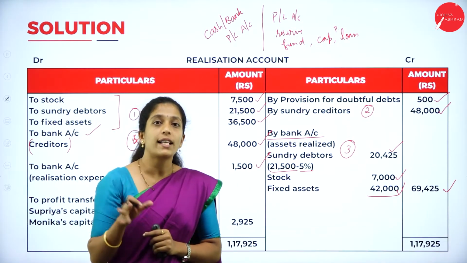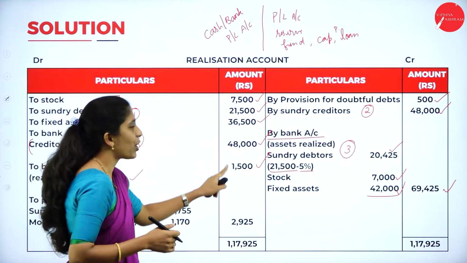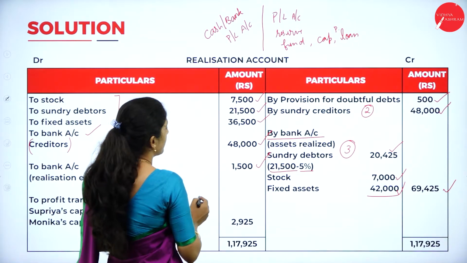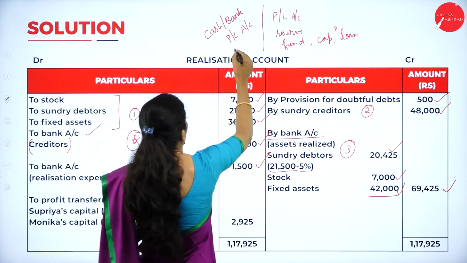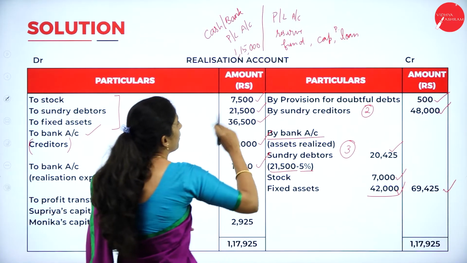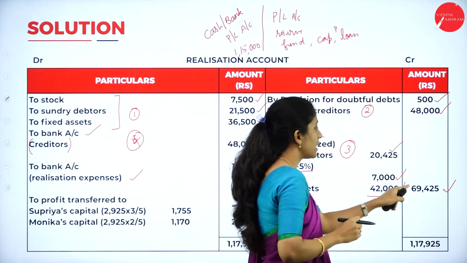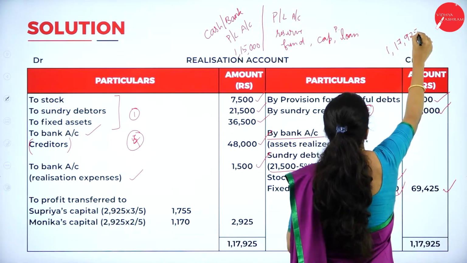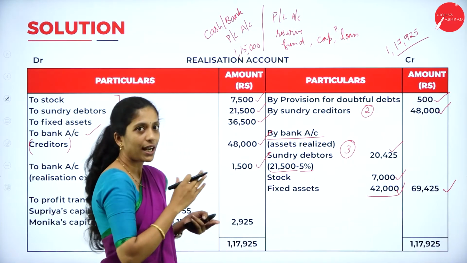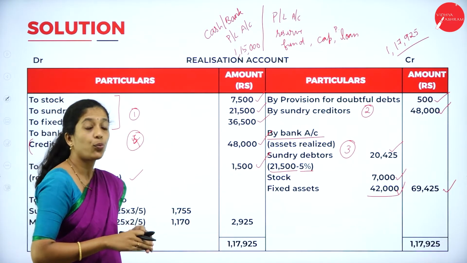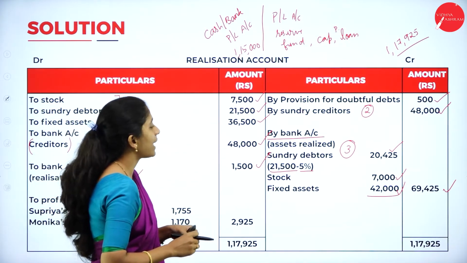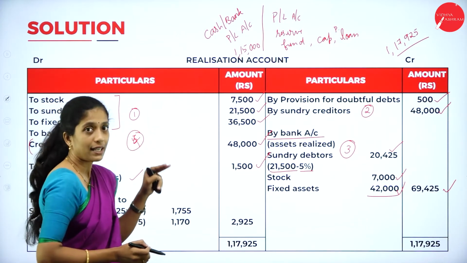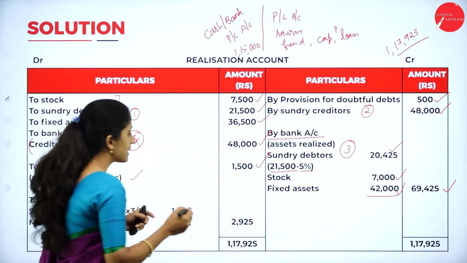Now we are done with recording all the entries. Now balance both the side. Add all the amount in the debit side. So when you add 7,500 plus 21,500 plus 36,500 plus 48,000 plus 1,500, you will get 1,15,000. Now coming to the credit side, we are having 500, 48,000 plus 69,425, you will get 1,17,925. Now see 1,17,925 in the credit side, whereas in debit side we are having 1,15,000. Now credit side is more than debit side, so write that amount both the side, that is 1,17,925 both the side minus 1,15,000. So we'll get a balancing figure of how much?